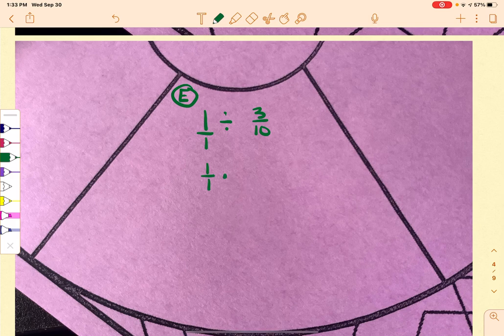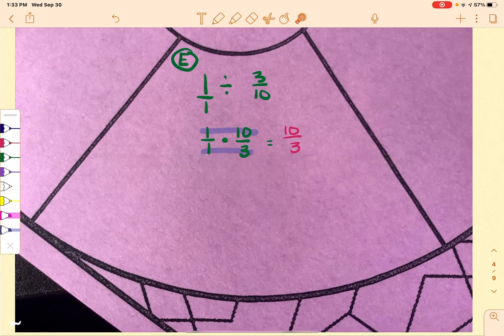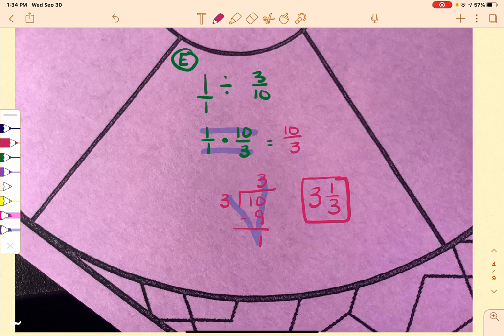So we're going to keep, change, and flip. Now we can multiply across. So 1 times 10 is 10. 1 times 3 is 3. Now, if I put this in Desmos, it's not going to reduce. But because the top number is bigger than the bottom, we are going to have to divide. So 3 goes into 10 3 times with 1 left over. So it's going to be 3 1/3. Okay, we're going to do a couple more with those whole numbers, then we're going to call it good.